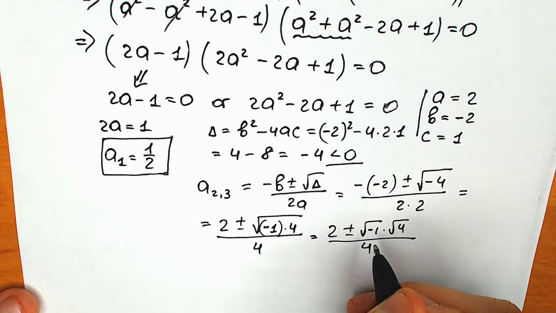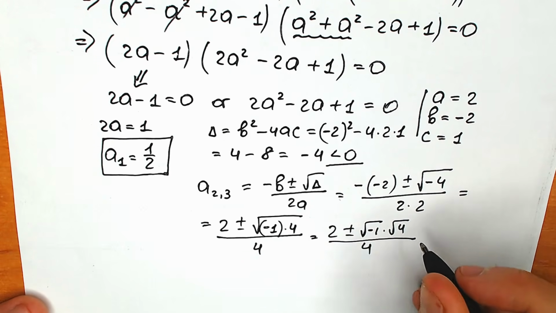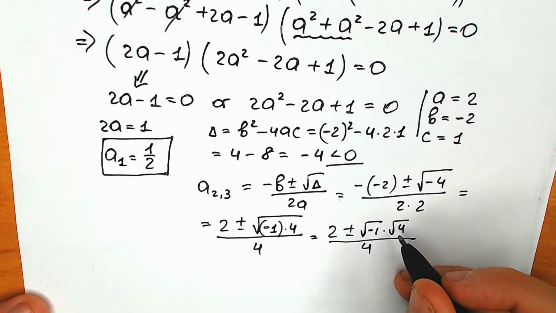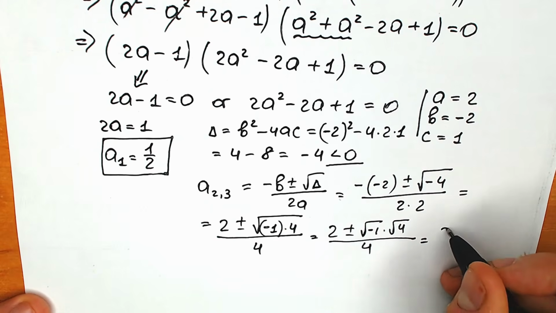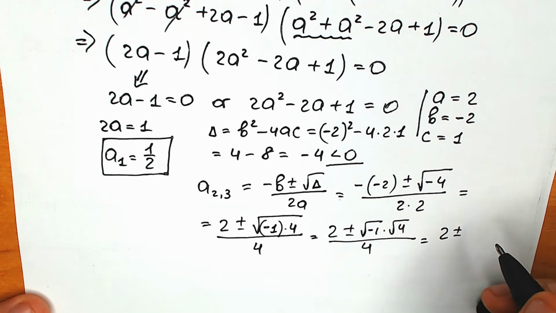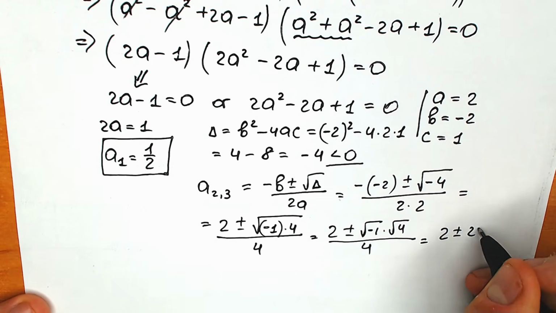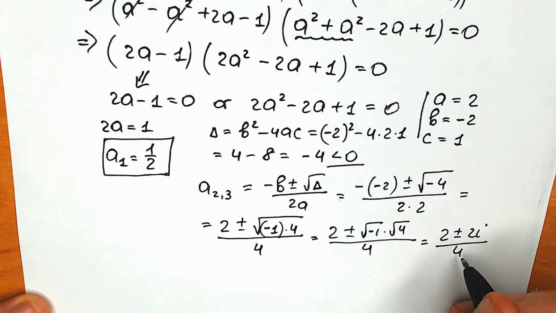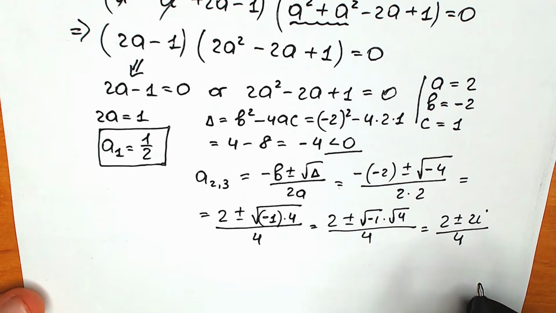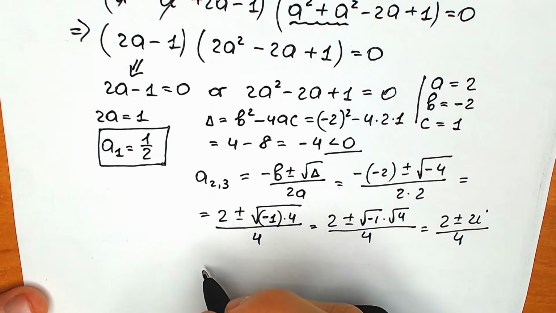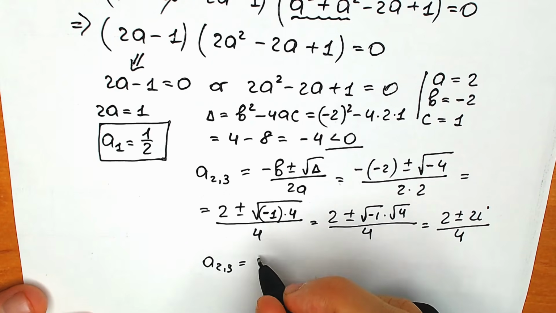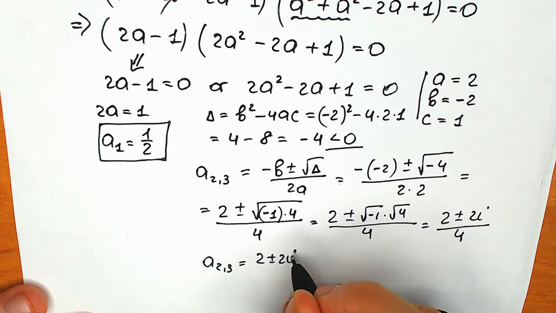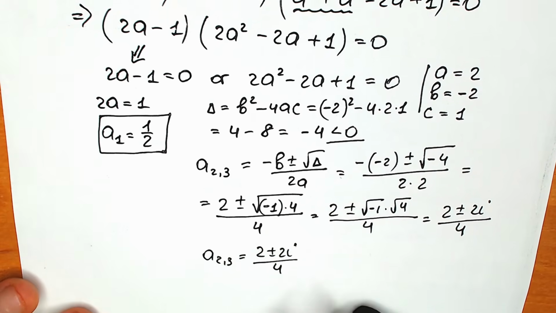Right now, square root of -1 equal to i. This is our imaginary unit. Square root of 4 equal to 2. So as a result, we have 2 plus minus 2i, and we divide it by 4. Okay, right now the final step. Let's write it in a new line, a second and third. This is our first variation, 2 plus minus 2i over 4.